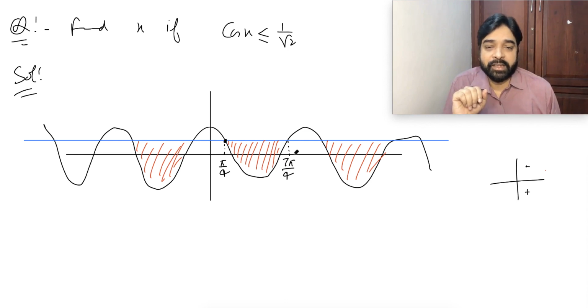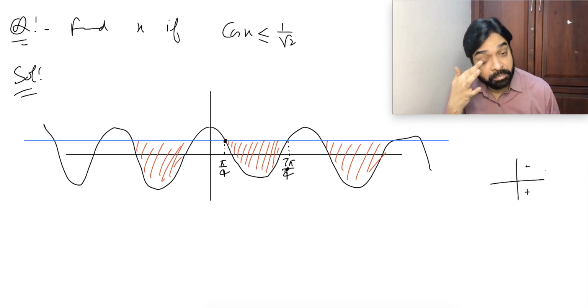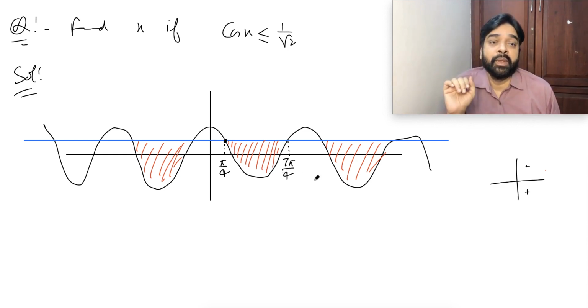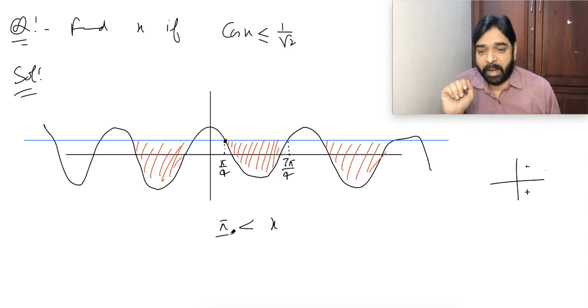Anybody who did not understand, please let me know. I can explain the other way. This is the 7 pi by 4, and this is the pi by 4. It means C value is pi by 4, so x lies between pi by 4 to 7 pi by 4.